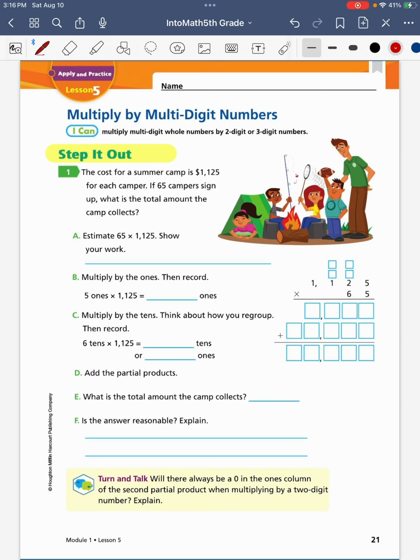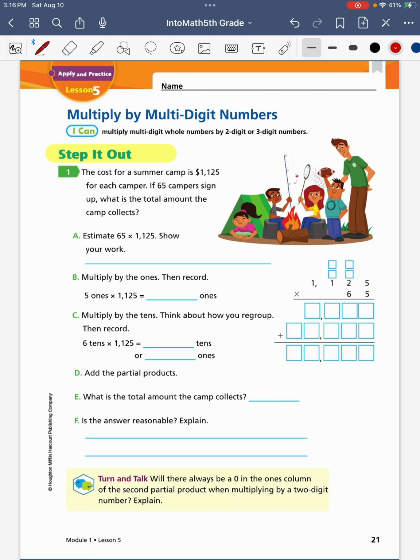To start off, we are on Lesson 5 of Module 1, Multiply by Multi-Digit Numbers. Our objective for today is that I can multiply multi-digit whole numbers by 2-digit or 3-digit numbers. To start it off, we are going to do a step it out problem. The cost of a summer camp is $1,125 for each camper. If 65 campers sign up, what is the total amount the camp collects?